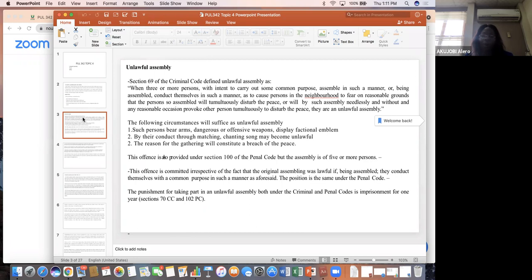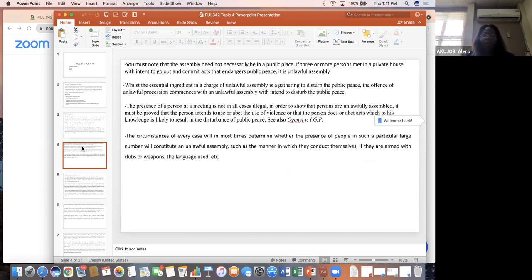So it is also possible for the assembly to become unlawful if, though initially for a peaceful purpose, with time you see everybody becoming very rowdy, very chaotic, and very, very irresponsible. So such an assembly, of course, becomes very, very dangerous. The punishment for taking part in an unlawful assembly under the Criminal and Penal Code is imprisonment for 1 year.